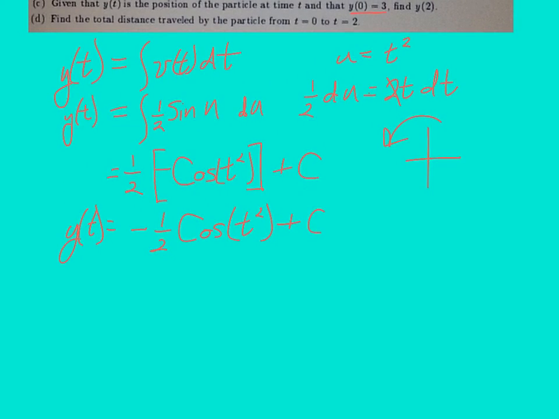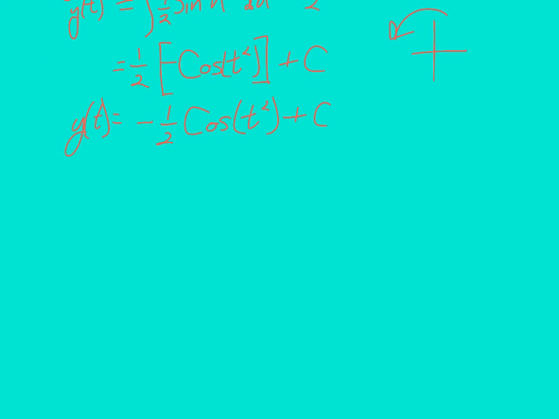Now at this point here, I'm going to need to use my information. We're told y(0) is 3, so let's plug that in and figure out what c is going to be. I'm going to change colors here. So if I know y(0) is 3, cosine 0 squared is just going to be cosine of 0, and we're going to find c. Well, cosine of 0 is 1. 1/2 times 1 is negative 1/2. Plus c is 3. We can get c is 3.5.